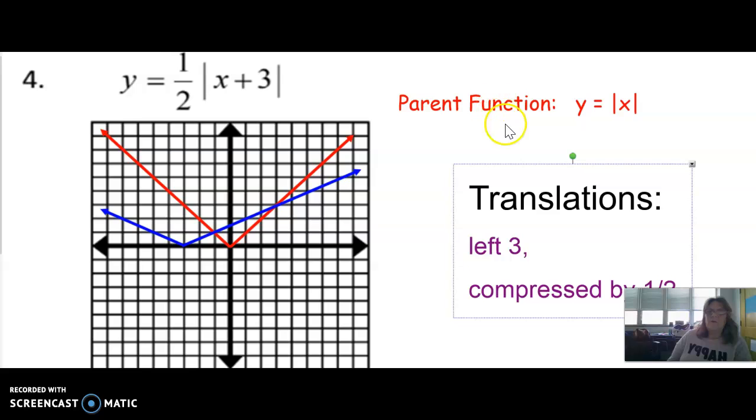On this one, hopefully you got that it is a parent function of the absolute value. So it starts at the vertex, opening up. This one, because we have 1/2 in front of it, it's still pointing upward, but it is compressed. So our graph opens up. It's wider. You're compressing it when it's a fraction. And because we have a +3 inside our grouping symbol, our absolute value sign, that shifts it to the left 3.